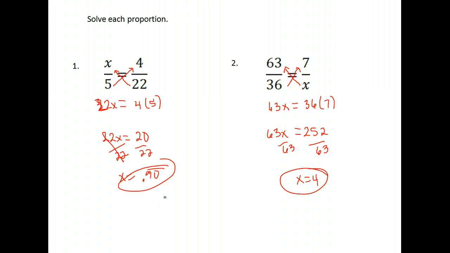Okay. Another way people sometimes do this is they take a look. This first one we couldn't have done this way. This one we can. They look and go, okay, 7 times what is 63? It's times 9. And over here, what times 9 is 36? Well, that's 4. If you prefer that way, you can do it on some, but the cross multiplying works every time.